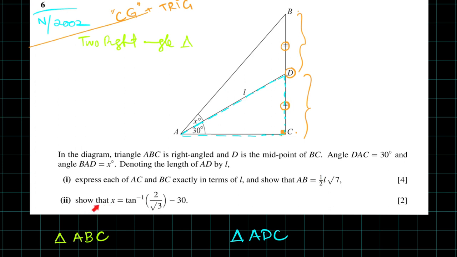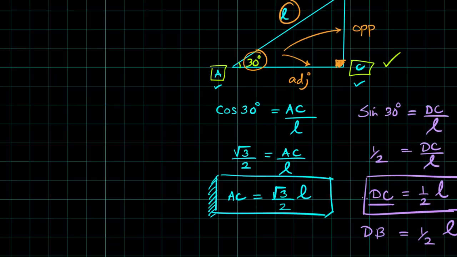Now let's look at the last part. Show that x equals tangent inverse 2 over root 3 minus 30. Now, how will I work it out? This is x plus 30 degrees. The whole angle is x plus 30. For x plus 30, BC is the height and AC is the base. Now keep this in mind.